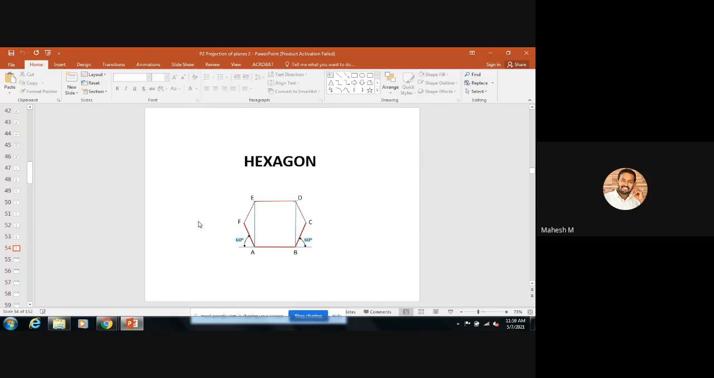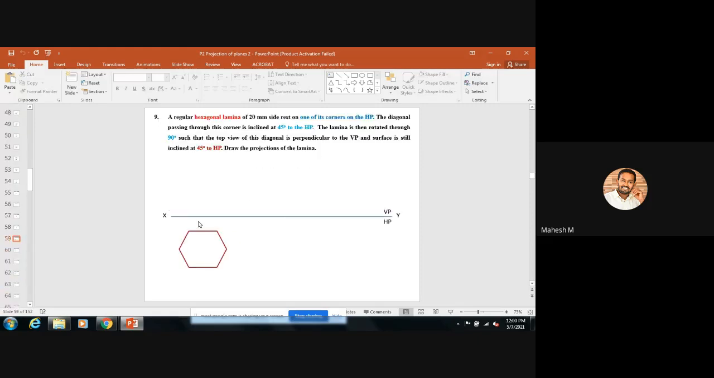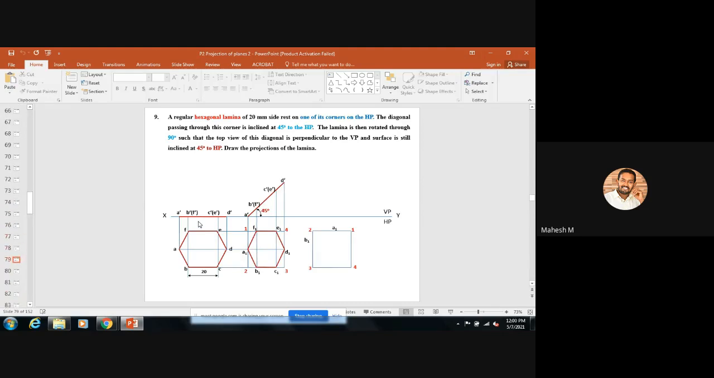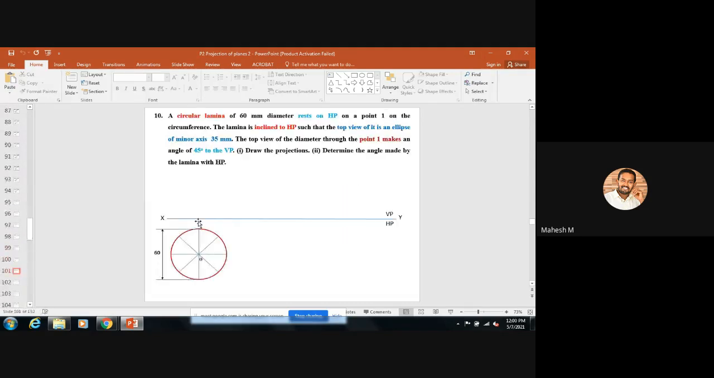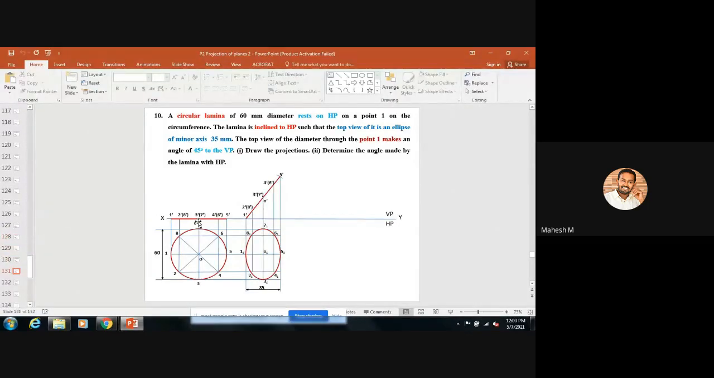After this, I'll be dictating a problem related to the hexagon. Okay, so this is the problem related to the hexagon, and after doing the hexagon problem, I'll be solving the problem related to the circle. Okay, so this is the problem related to the circle. So this is the end.